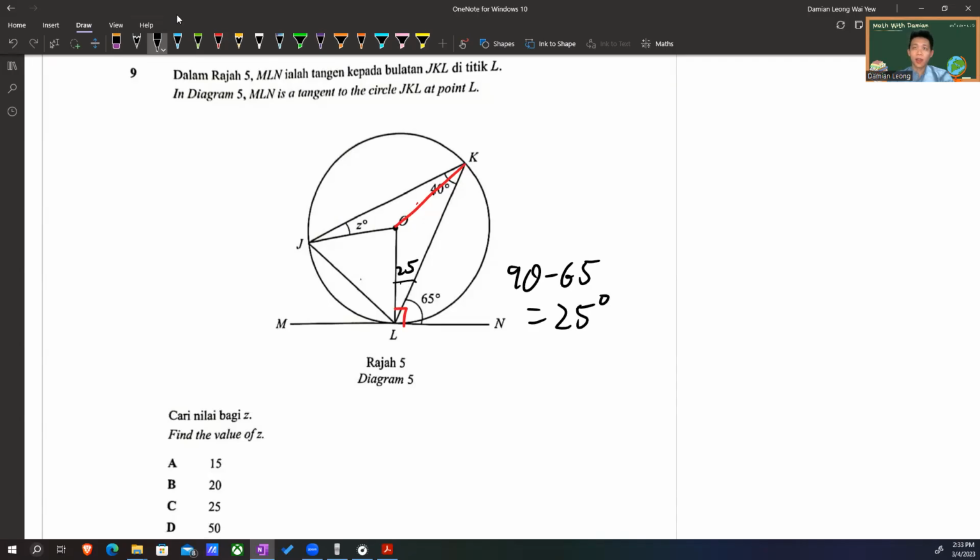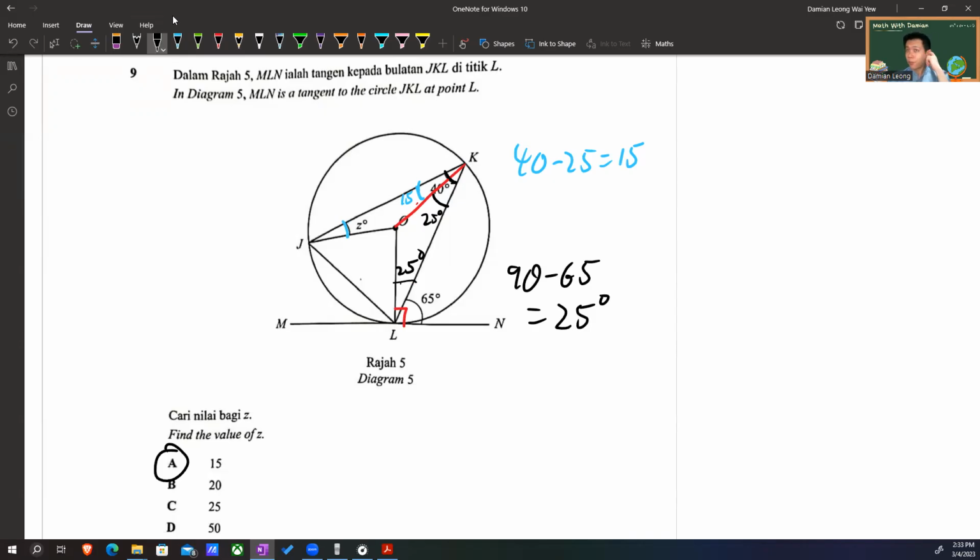So here is 25. Here would also be 25 because same length, radius, isosceles triangle. And when I have 25 here, this is 40, means I can find this angle. 40 minus 25, which is 15. And 15 with the Z here should be the same. So Z value is 15. That's the easiest way, that's the shortest way.